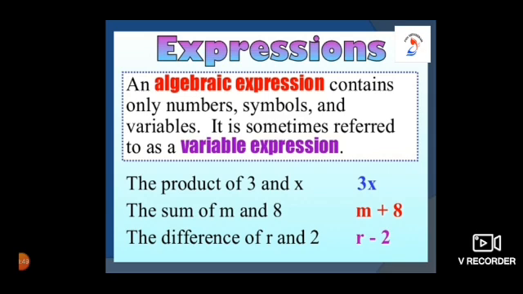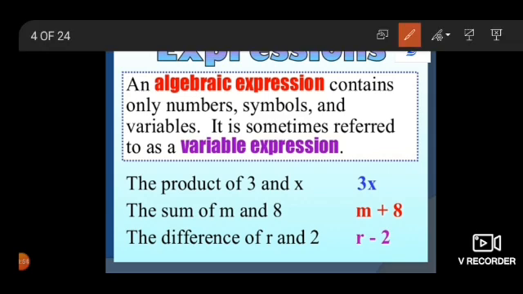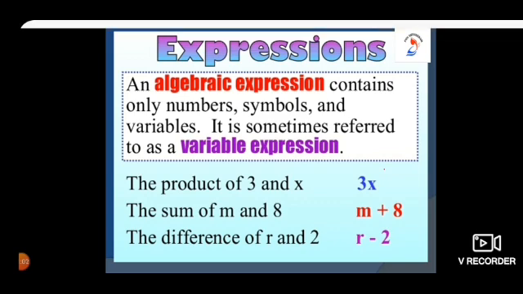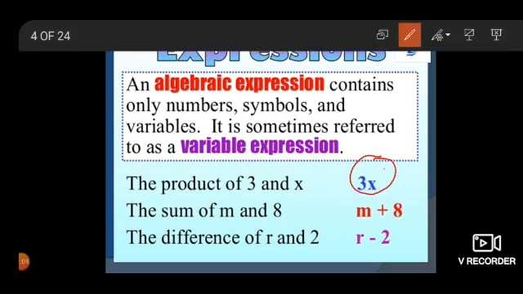For example, if I give you the statement the product of 3 and x, you will write the expression as, it is product, no? So it is 3 multiplied by x. Next one, it is sum of m and 8. So m is the variable here and the number is 8, that is the constant is 8. The arithmetic operation is sum, so it is m plus 8. We'll move on to the next one, that is difference of r and 2. So this can be written as r minus 2.